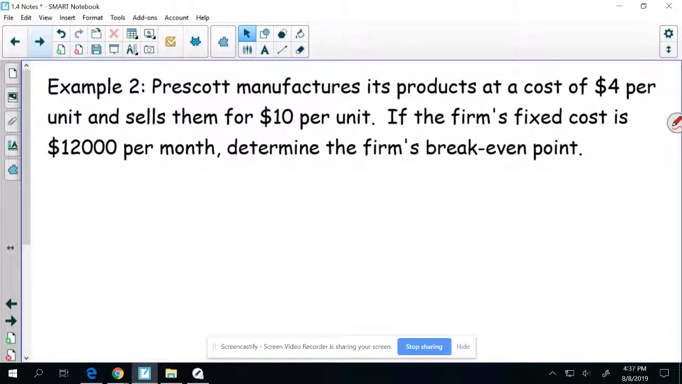The other 2 examples here are talking about applications, talking about revenue and cost and profit. And so we're going to do those together in class, but maybe you can read through those and see what you think, and we'll pick this back up in class.